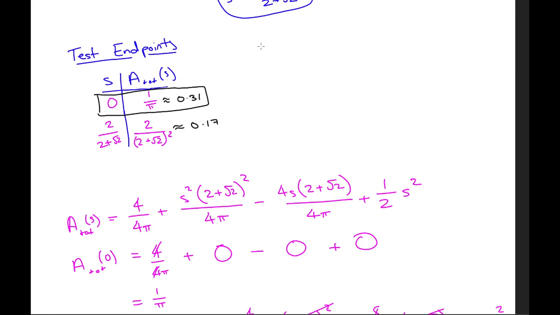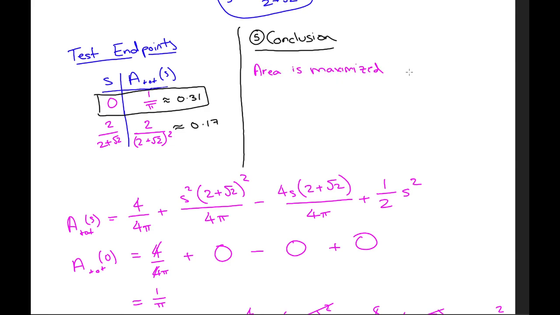So let's go ahead and write out our conclusion, right? So step number 5 is going to be our conclusion. So we know, right, that our area is going to be maximized when S is equal to 0. Right? It's going to be maximized when S is equal to 0.